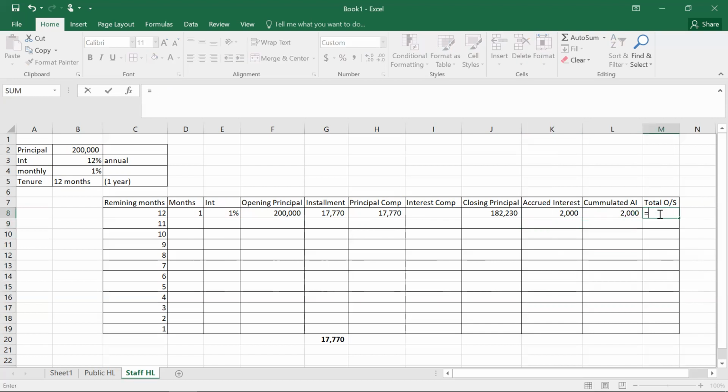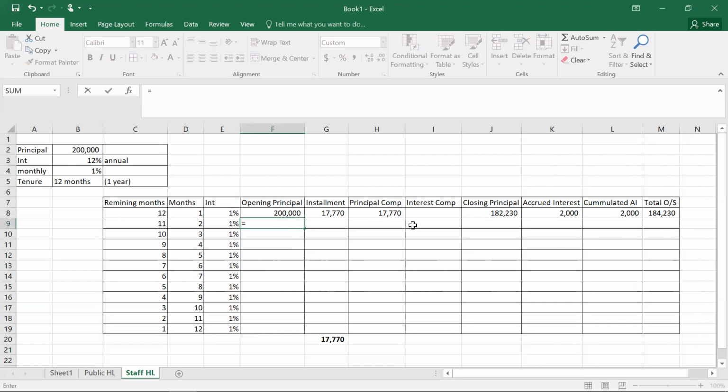So what is the total outstanding? Total outstanding is closing principal plus the cumulated accrued interest. So this will be the total outstanding at the end of the first month. Now again I will mention down these months. Interest rate is 1% for every month, and it can vary. You can vary it, but to make it simple and compare apples to apples, this is what we are doing.